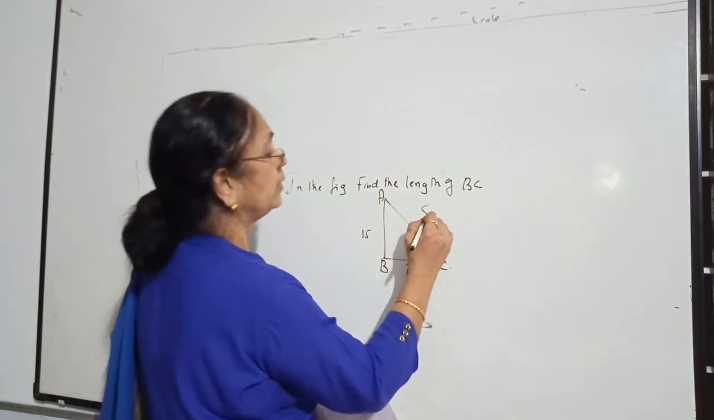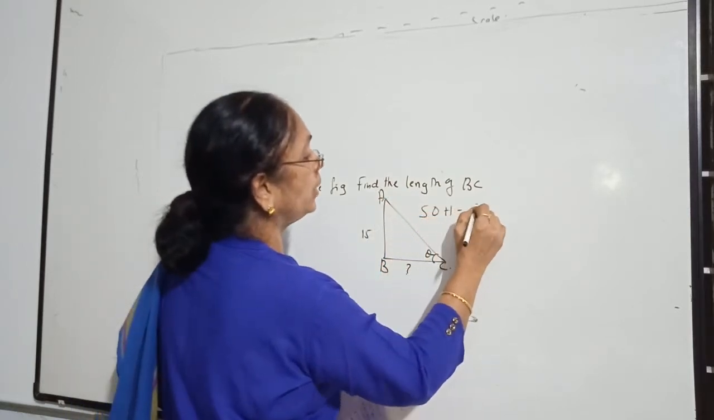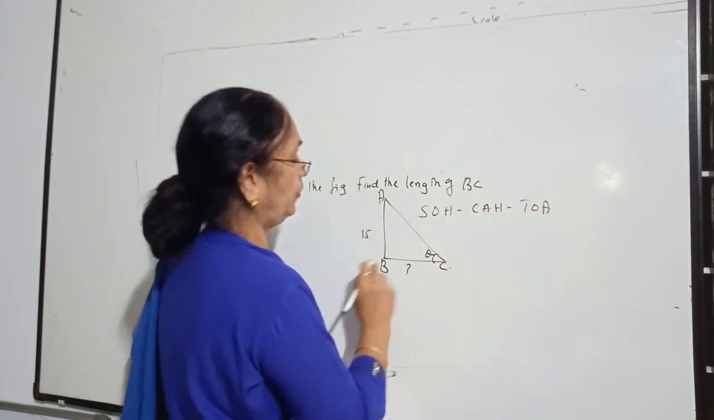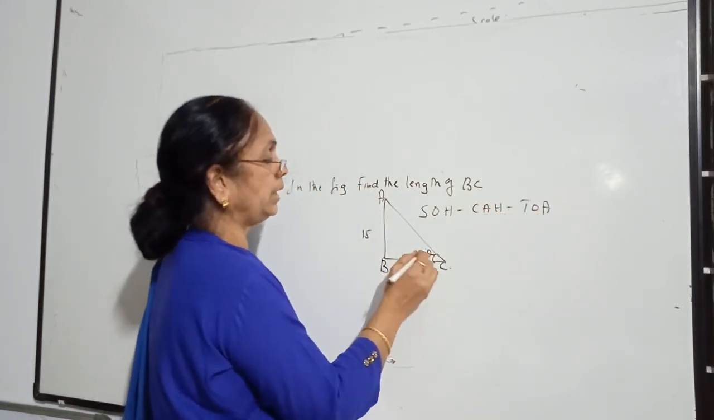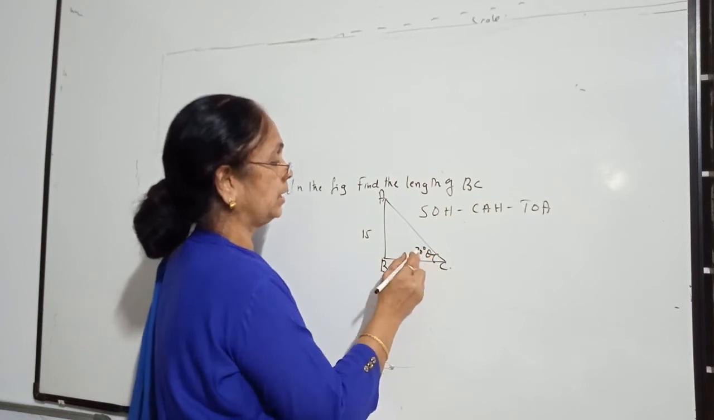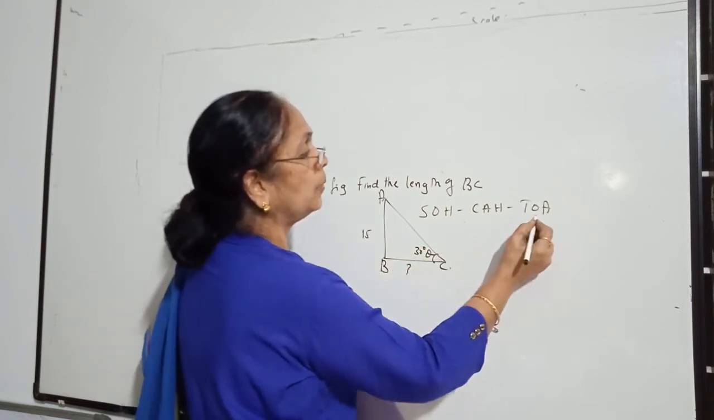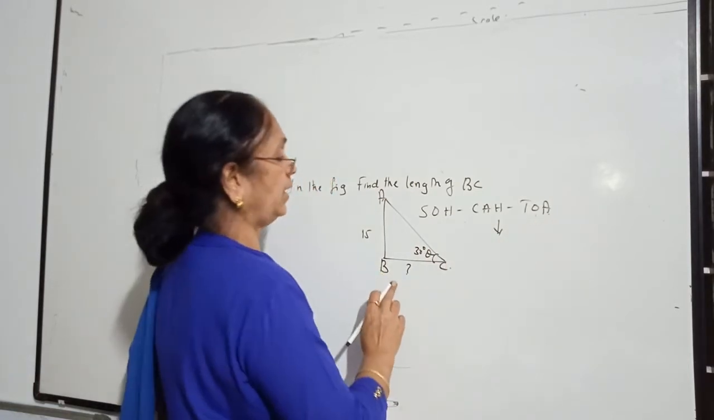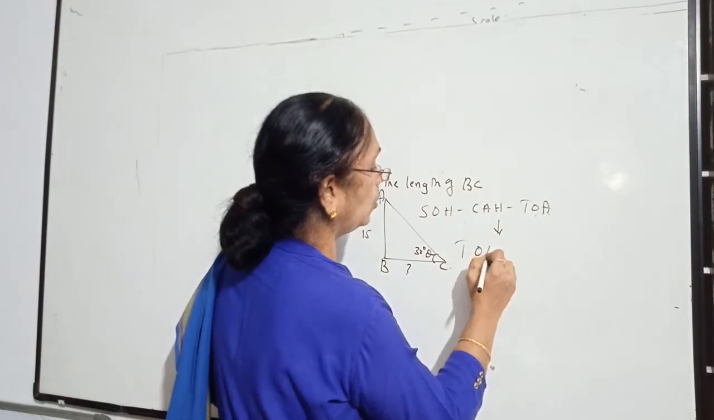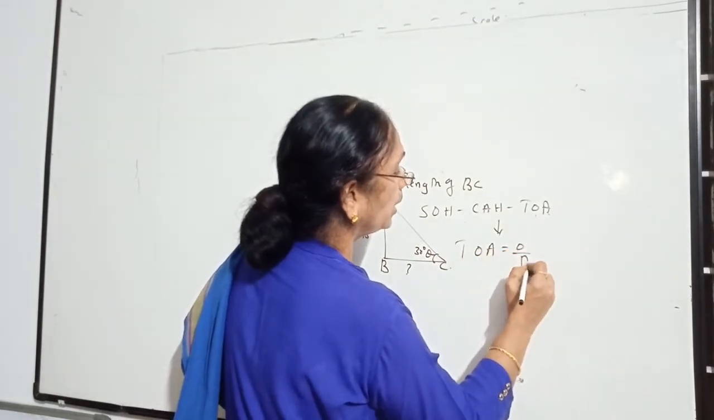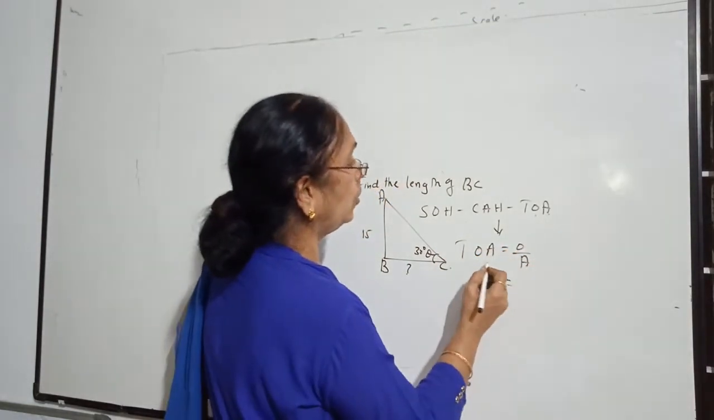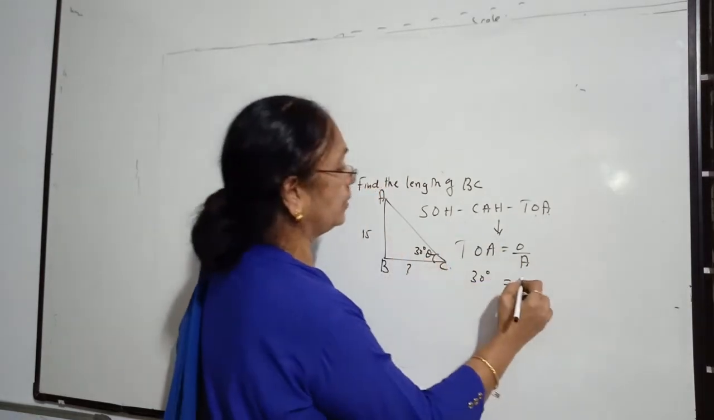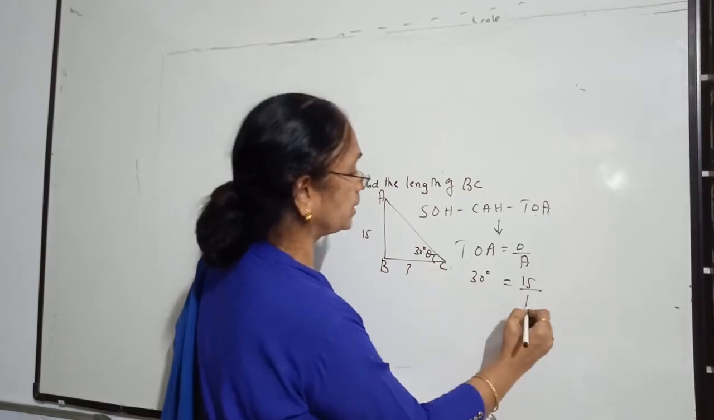Now here, I have just done SOH CAH TOA. Remember this one. Now which is suiting here? This is theta, given as 30 degrees. So opposite and adjacent. Which one among the three ratios is satisfying our condition? That is TOA, that is opposite by adjacent. Now TOA, tan 30 is given as opposite 15 by adjacent BC.